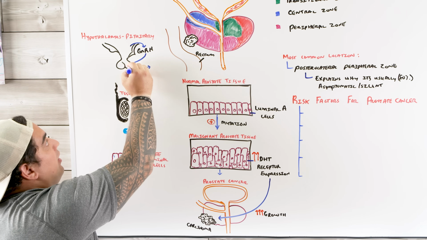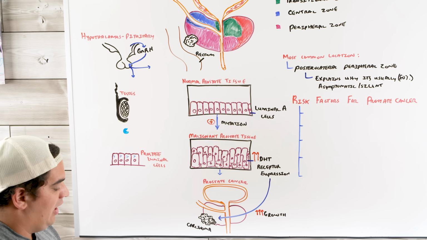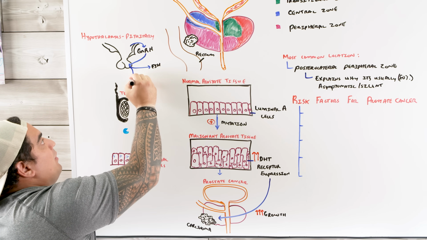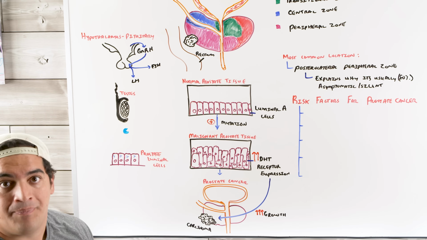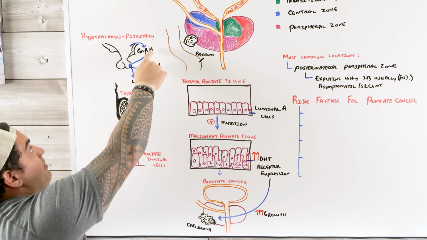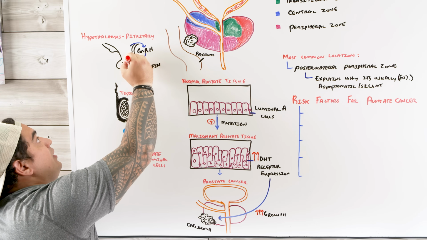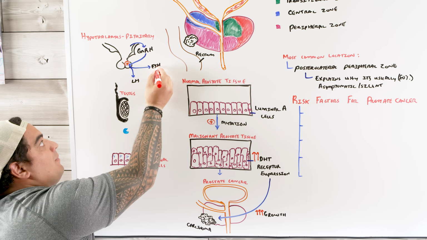One we're not going to talk about because it's not super relevant to this, and that's called FSH. We'll just have that capped off there. The other one that we do care about is called LH. All right? So whenever the hypothalamus makes GnRH, GnRH then stimulates the anterior pituitary to make LH and FSH.